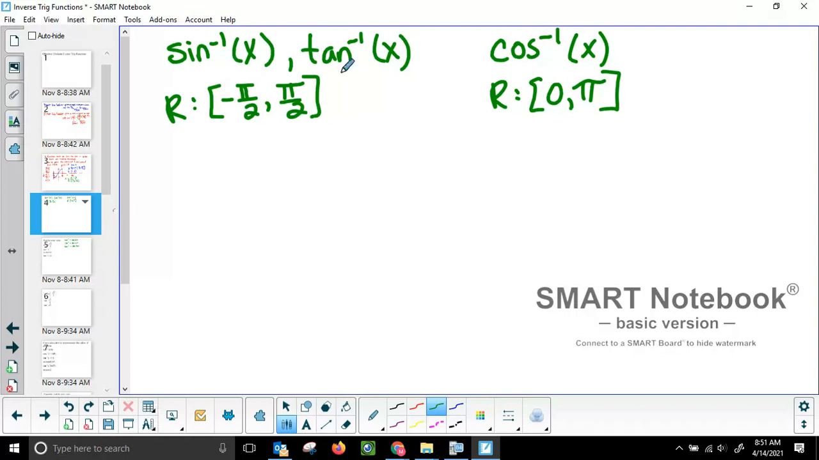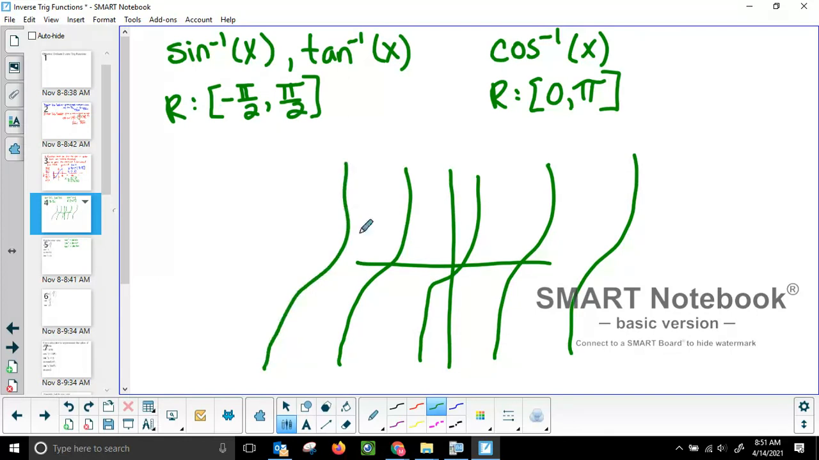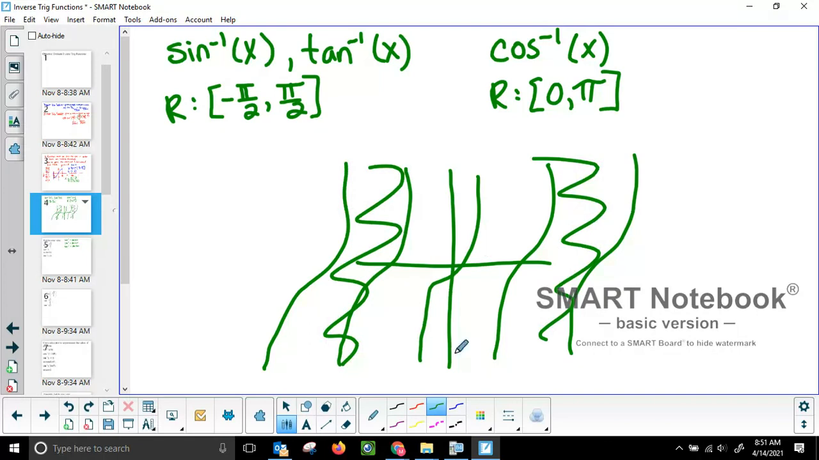We haven't seen the graph of tangent before, but just for future reference, tangent actually looks like this, going on infinitely, which again, we'll talk about these graphs a lot more next unit. So really, you can just cut all of these out, and then this little piece here will pass the horizontal line test. So this will be from negative pi over 2 to pi over 2, which is where this comes from.